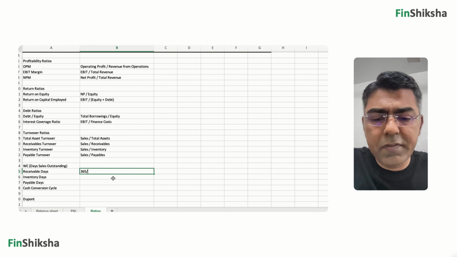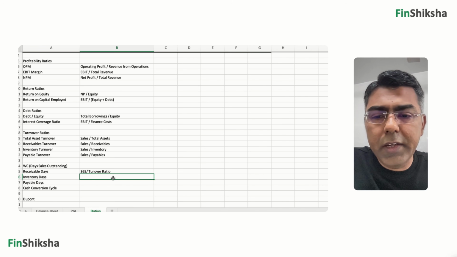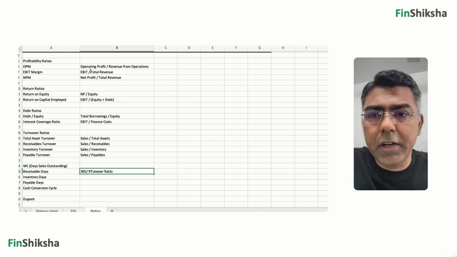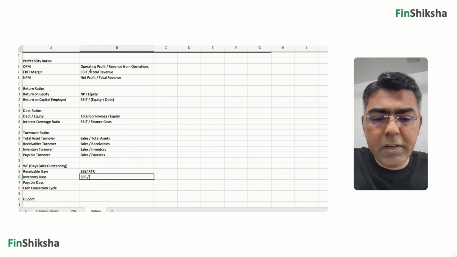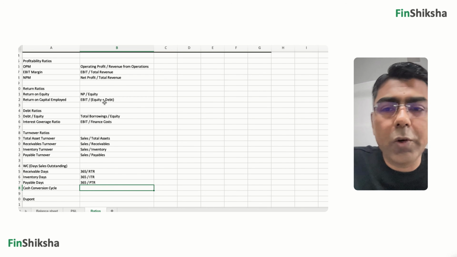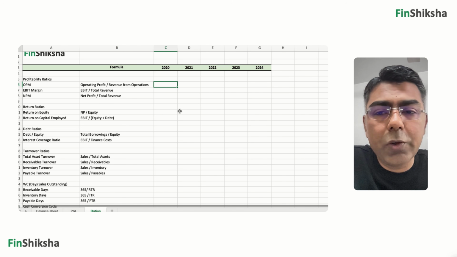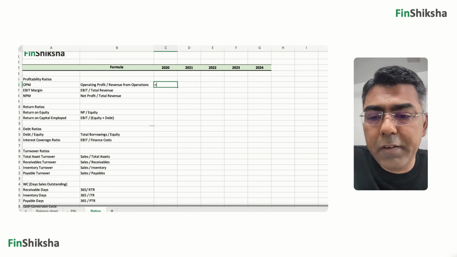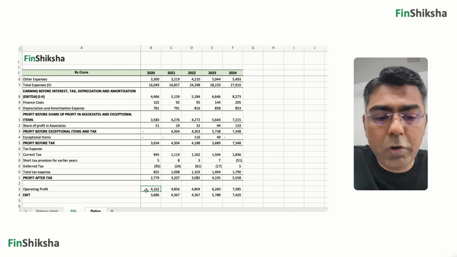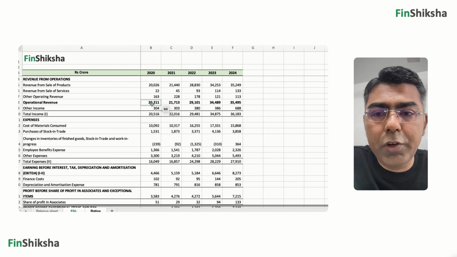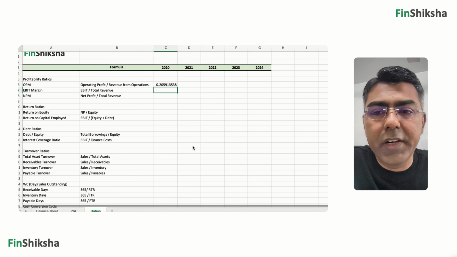This would be 365 divided by the turnover ratio, right? Basically receivable turnover ratio. So let me write a short form, RTR. 365 divided by inventory turnover ratio and 365 divided by payable turnover ratio. So that's what we are going to calculate. Let's jump right into it. Operating profit by revenue from operations. So operating profit divided by revenue from operations or operational revenue, we get that.